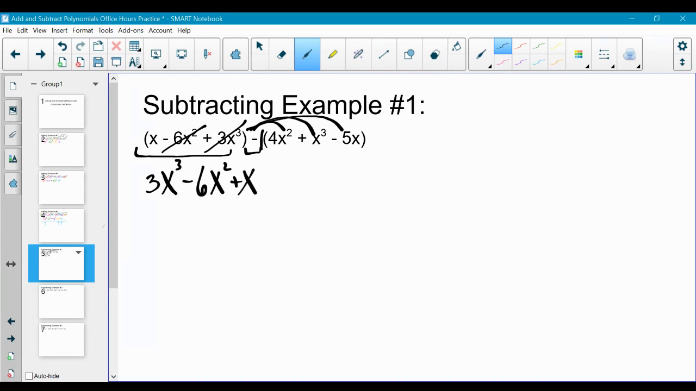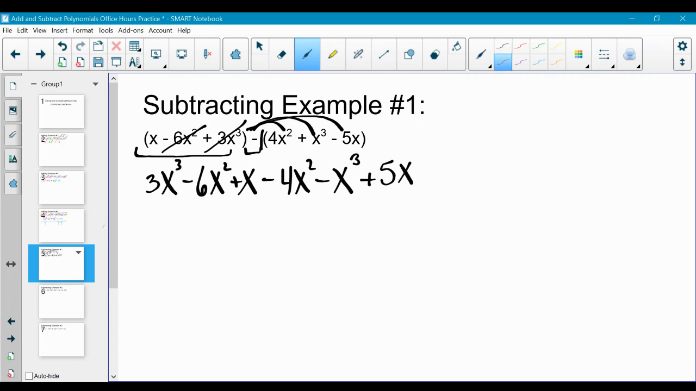Now what I'm going to do is distribute that -1. So -1 times 4 is going to be a negative 4x squared. -1 times 1 is going to give me a negative x cubed. And -1 times -5 is going to give us a positive 5x.